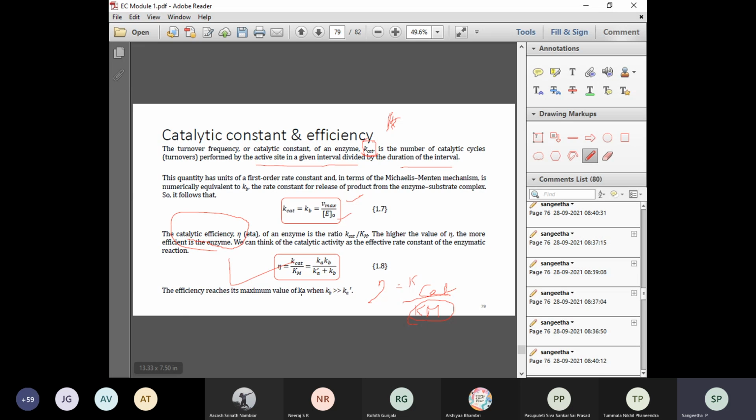This efficiency reaches its maximum value of Ka when Kb, the rate of formation, is greater than the rate of dissociation of the complex. Under what condition does it reach maximum? When its maximum value of Ka, when Kb is higher than that of Ka slash. So try to remember the conditions also.